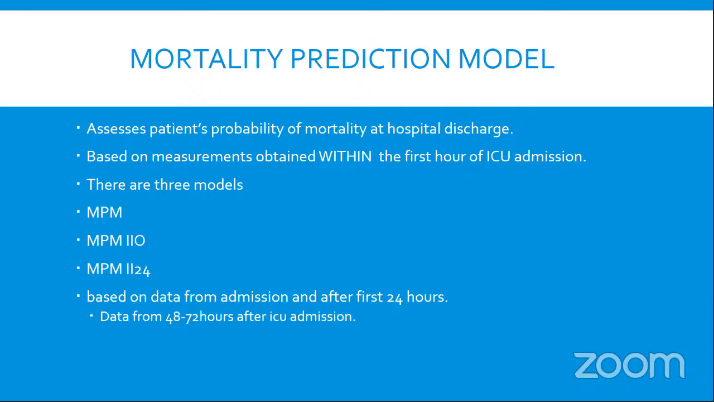And then the MPM, that was the second one that was developed, and then the third one looks at data from admission and after the first 24 hours. These are being updated and evaluated to see, after 24 hours, what is the probability of these patients living beyond day 2, day 3, day 4. After 48 to 72 hours, when secondary effects occur, for a patient who has traumatic brain injury, what is the likelihood of survival?